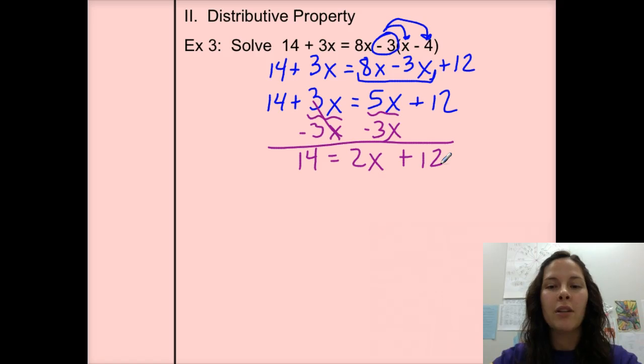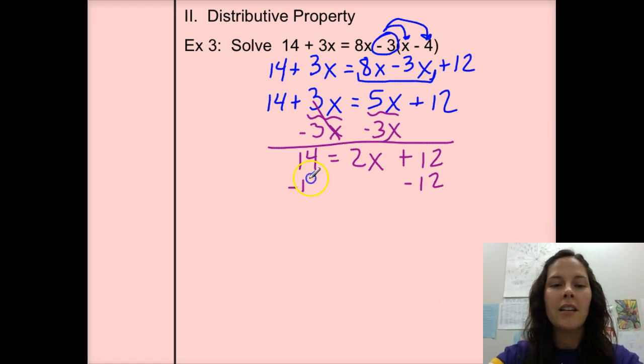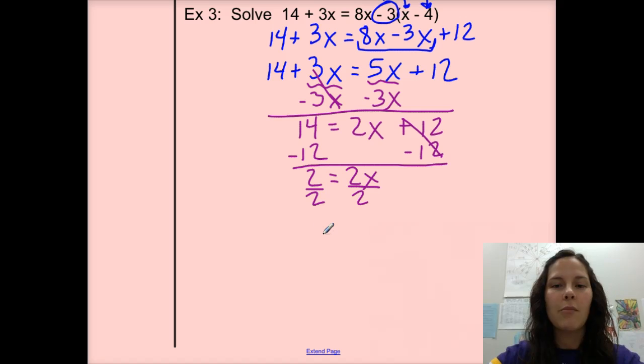Now to get my variable alone, I'm going to cancel the plus 12 because adding comes after multiplying in order of operations. My 12's cancel on the right-hand side. 14 minus 12 is 2, equals 2x. And dividing by 2 to cancel my multiplication, I get 1 equals x.